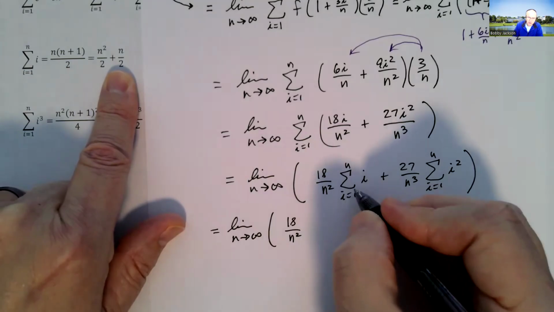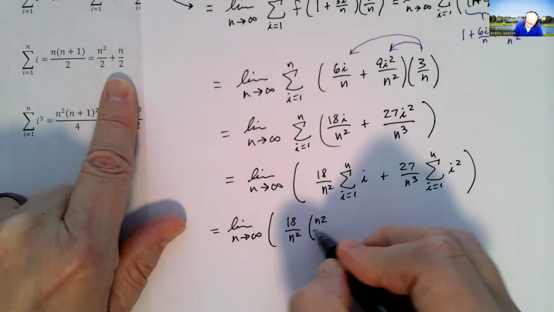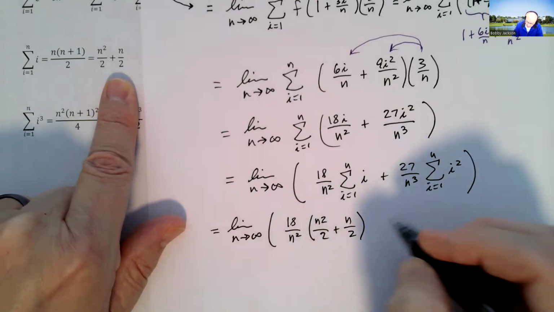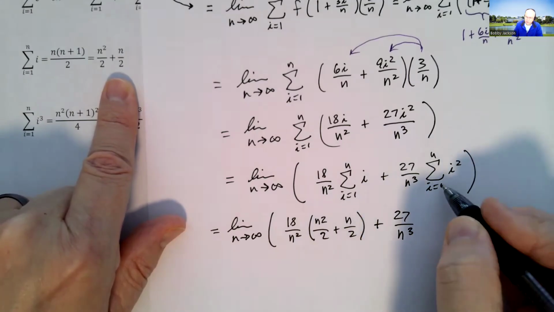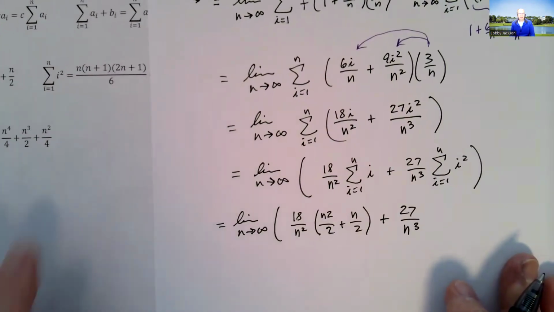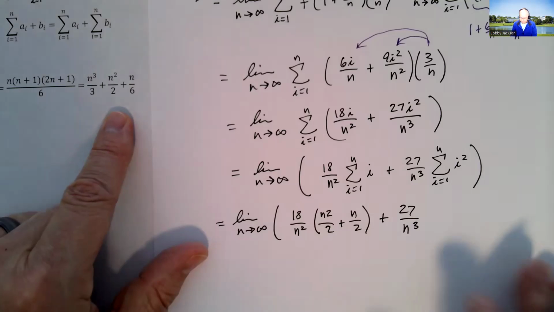So this summation i equals 1 is going to just be replaced with this, in parentheses, because I will do one more distributing: n squared divided by 2 plus n divided by 2. And over here, what's the summation i equals 1 to n of i squared? Let's pull that over there. It's this, but I'm not going to use that. I'm going to use the expanded out version.